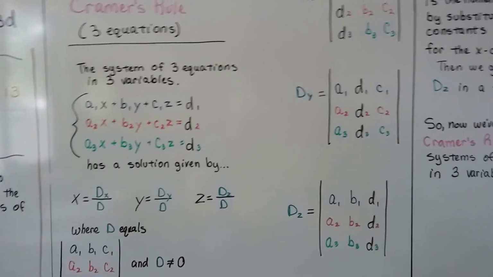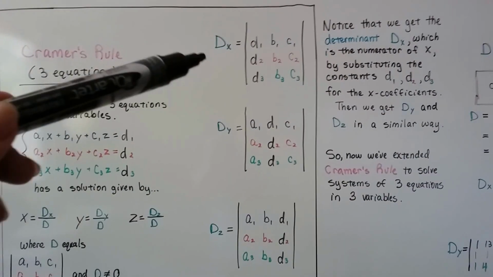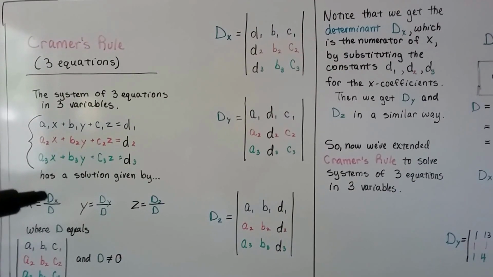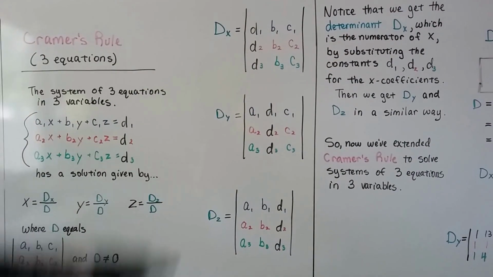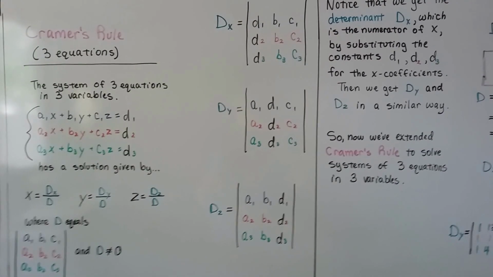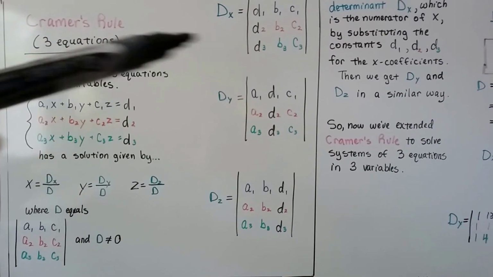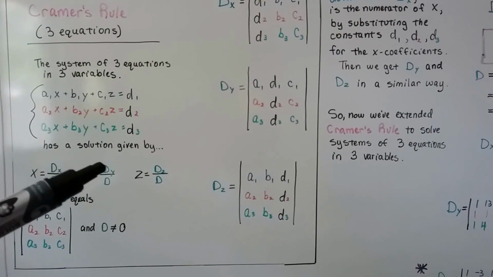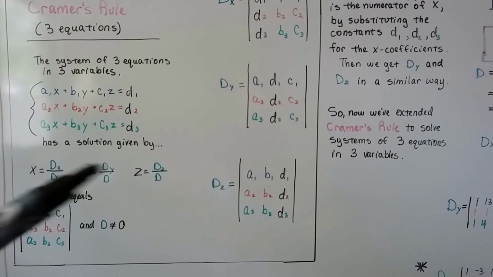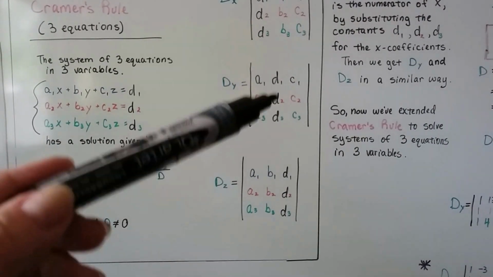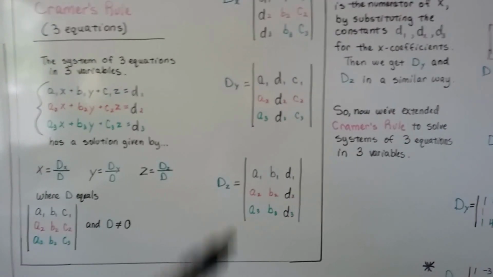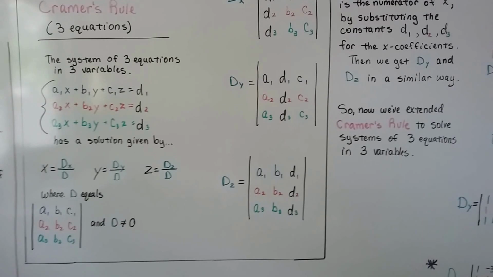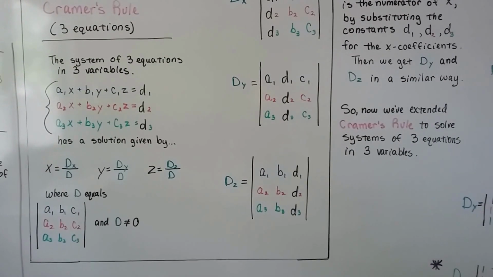All right? So I want you to notice that the determinant D sub x here is the numerator. See that? Right here, it's the numerator. This one that we're using. We're going to substitute the constants, d sub 1, d sub 2, d sub 3, for the x coefficients. And when we get D sub y here and D sub z, we're going to do basically the same thing in a similar way, okay? We're going to use these for the y values, these for the z values. See that? So now we've extended Cramer's rule to solve a system of 3 equations in 3 variables.